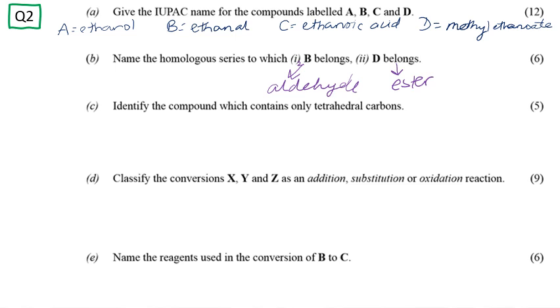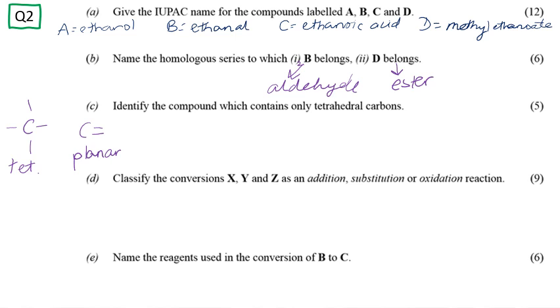Then C, identify the compound which contains only tetrahedral carbons. So we actually didn't do this. Tetrahedral carbons are carbons that have 4 single bonds coming from them. So that's a tetrahedral carbon. The other one we've seen is a planar carbon, and that's going to have a double bond in it.